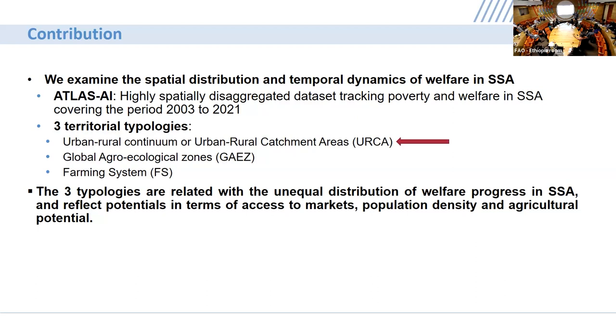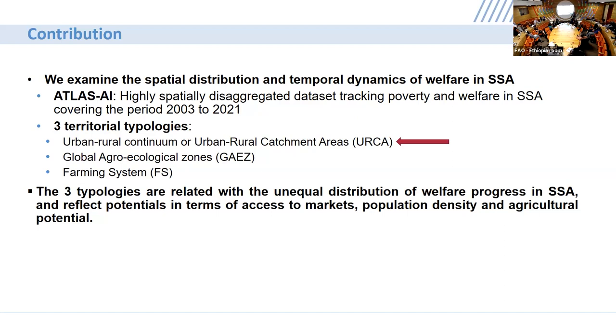We're adding to this data set three territorial typologies to help us unpack what's happening. So we're adding the URCA data set, which is urban-rural catchment, which is essentially a spatially explicit travel time measure that identifies pixels based on how long it takes a person in that pixel to travel to an urban center of, I think, 20,000 people or so. That's the one I'm going to focus on today.